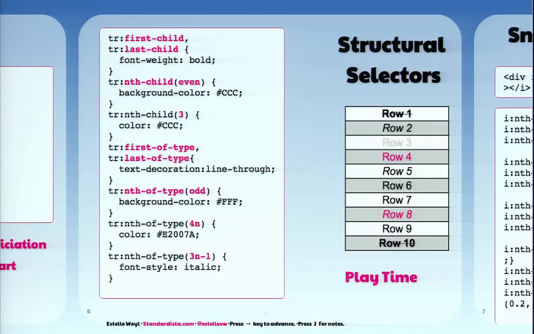We don't need to have an offset. Here it says 4n, so that means number 4, 8, 12. Number 4, number 8, and number 12, if there was one, would be pink. Does that make sense for structural selectors?